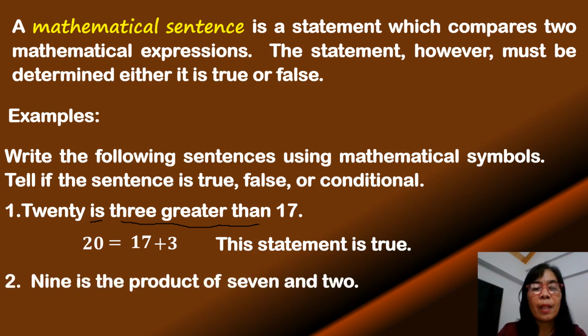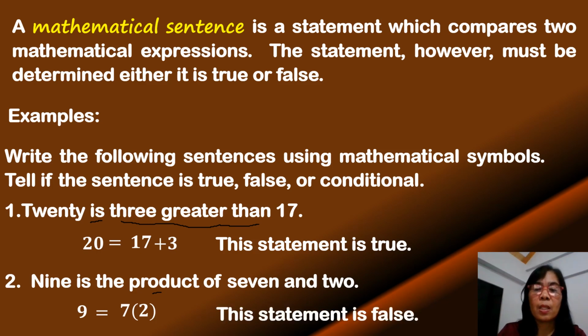The statement "9 is the product of 7 and 2." Again, "is" is represented by the equal sign. The product of 7 and 2: product means multiplication, so 7 times 2. Obviously, the statement 9 is equal to 7 times 2 is a false statement. Okay?